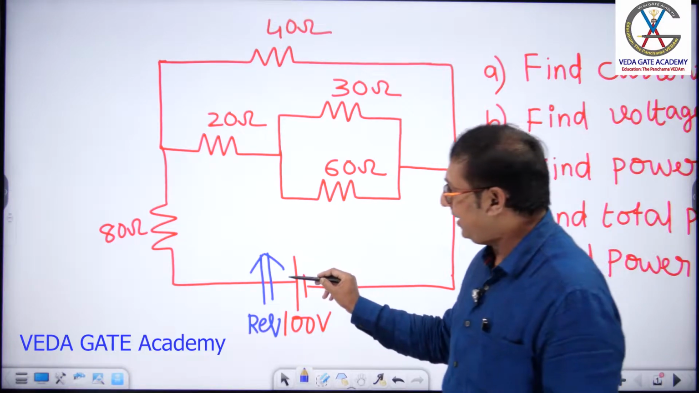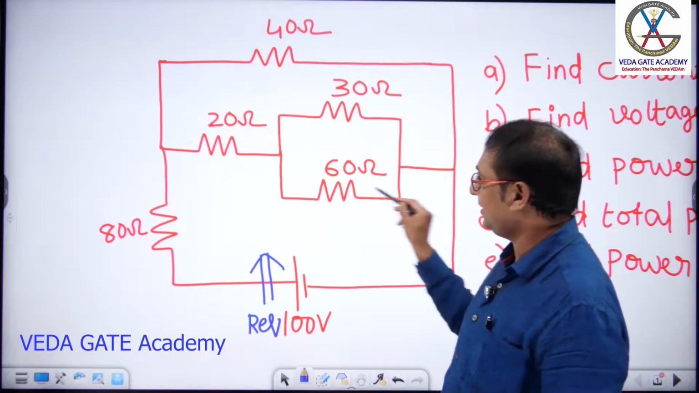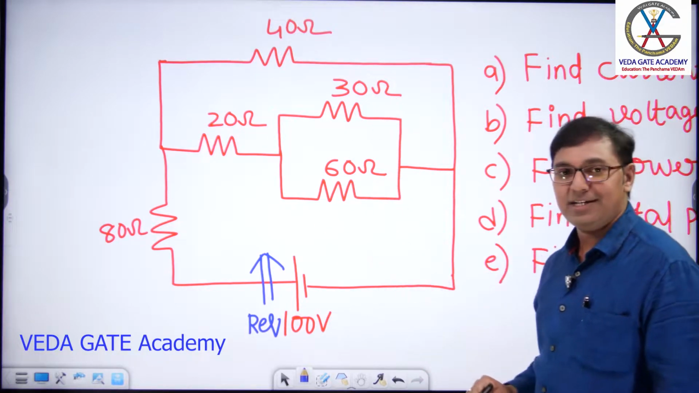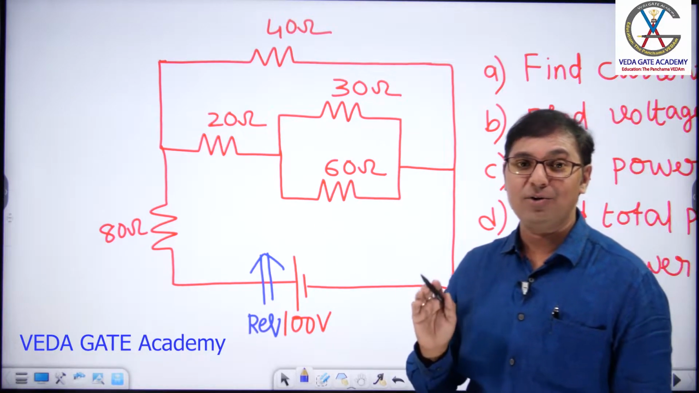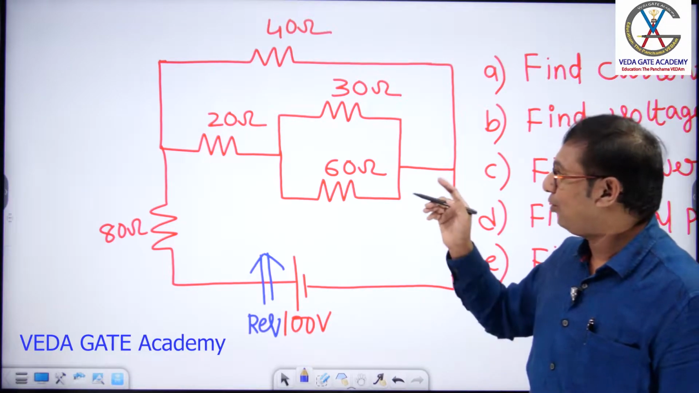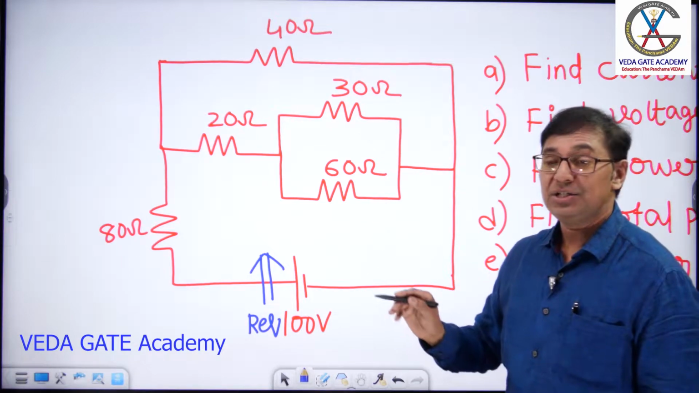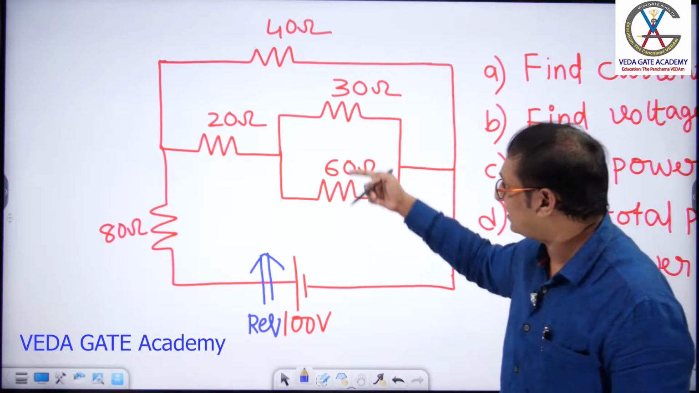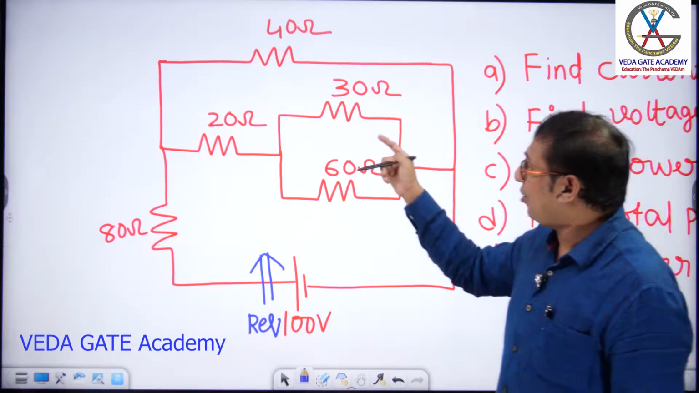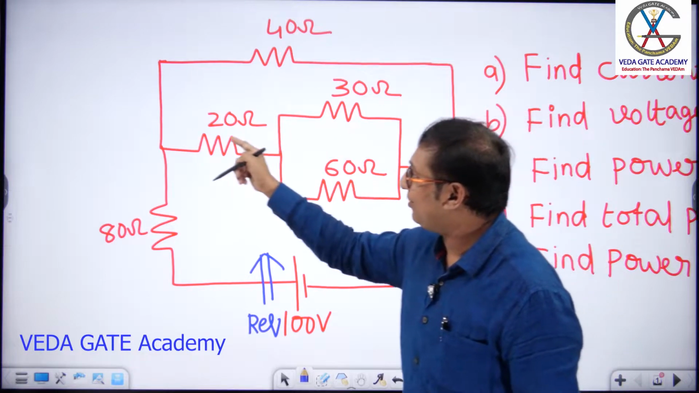Come on, sir. Tell me, current comes like this, divides like this. Current that comes here divides into this and this. How are these two connected? 30 and 60, how are they connected? In parallel. In parallel, what is the same? Voltage is the same. What is the equivalent? 20 ohms. Here, 20 ohms. How is this 20 ohm connected? In series. What is the equivalent?